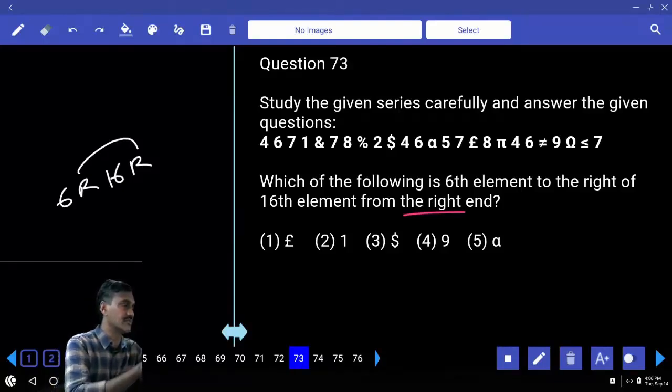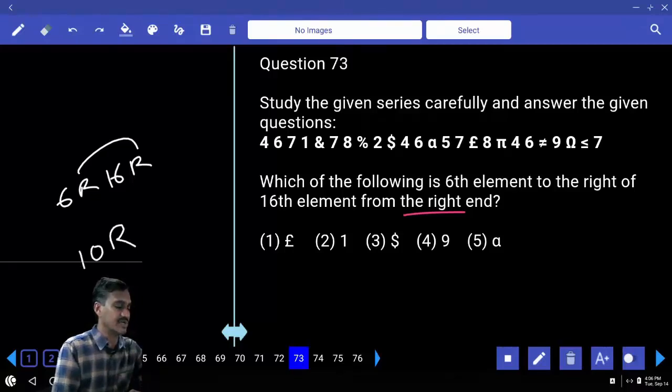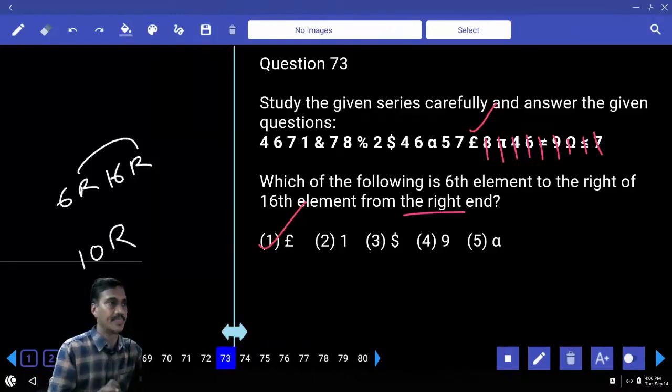If the directions are different, then we need to add these two. Now 16 minus 6 is how much? 10th element from the right hand side. Now tell me what is the 10th element from the right? 1, 2, 3, 4, 5, 6, 7, 8, 9. The 10th element from the right hand side is found and it is given in choice 1. Directions same, subtract. Opposite directions, add.